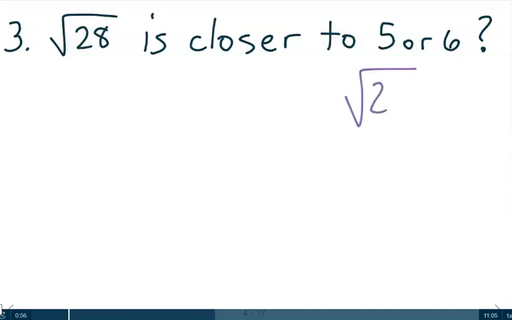Square root of 25 is 5. Square root of 36 is 6. 28 is closer to 25, so the square root of 28 is closer to 5.